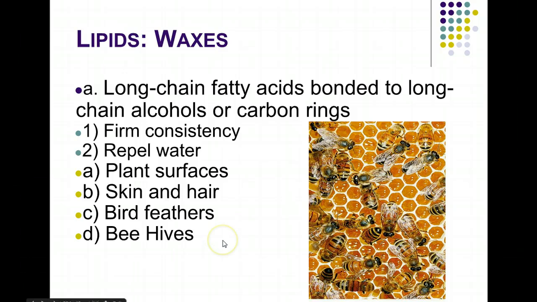Waxes. Waxes are long-chain fatty acids bonded to long-chain alcohols or carbon rings. They're very hard. They help repel water. Plants have a lot of waxes in them. Our skin and hair usually consist partly of waxes or are covered in waxes. Bird feathers and beehives are also examples of waxes. They're very waterproof. Think of your chapstick, or your Burt's Bees lip balm, made out of waxes.